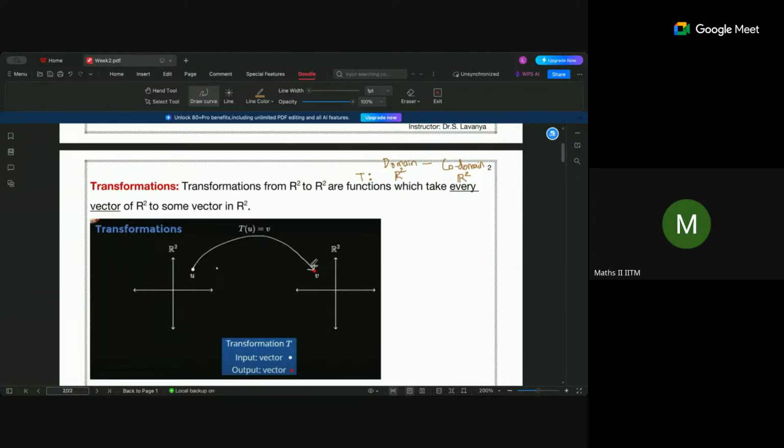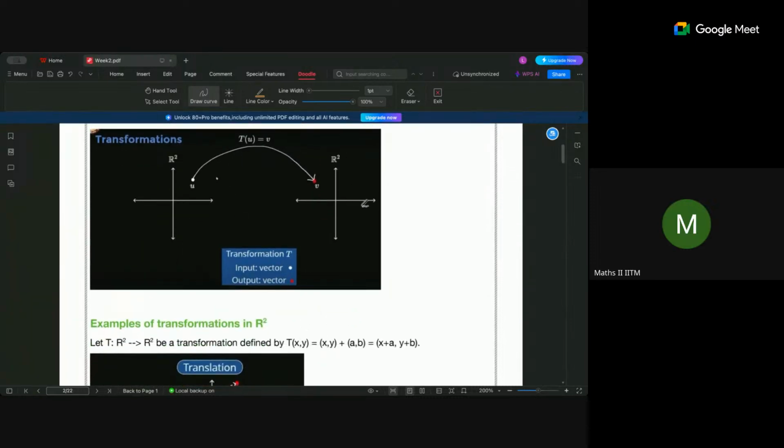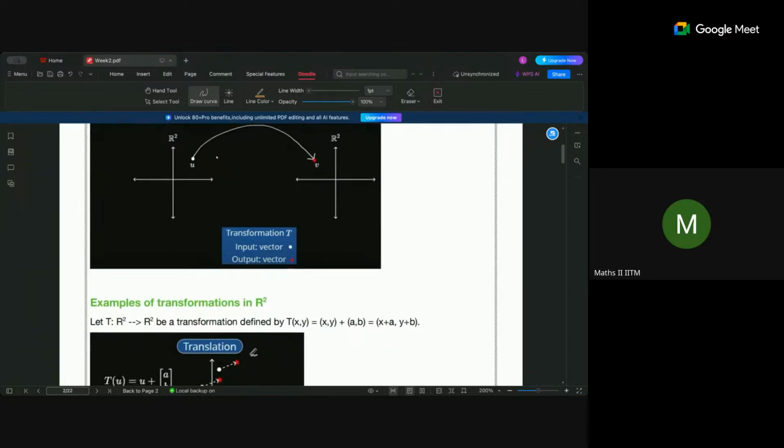Now here, from R2 to R2, the same thing. So what are these transformations? You take one vector from R2 and map it to another vector in R2. So every vector in R2 is mapped to some vector in R2. The vectors in R2 from the domain are taken as the input, and then you get a vector V, again in R2, as an output. Okay, this may look very abstract, but when you see examples you can clearly understand what transformations are.